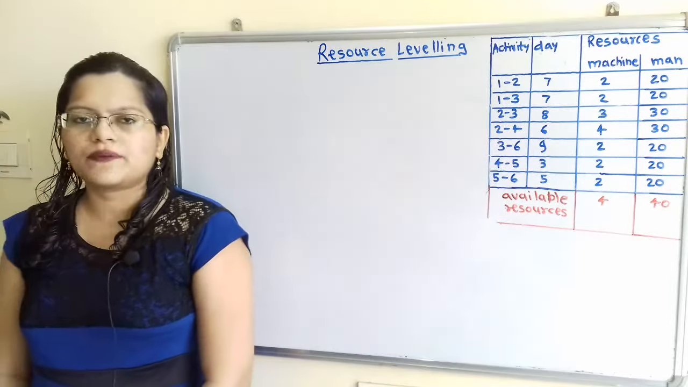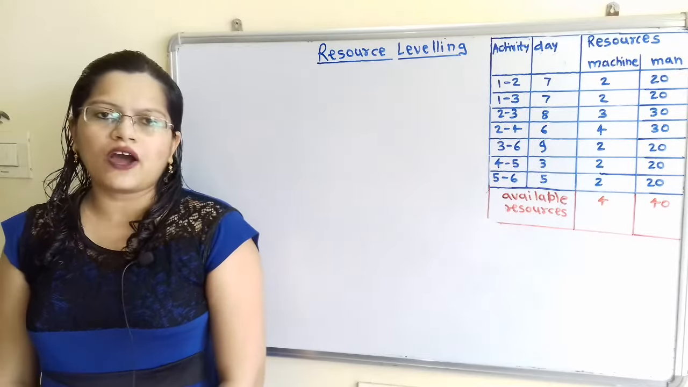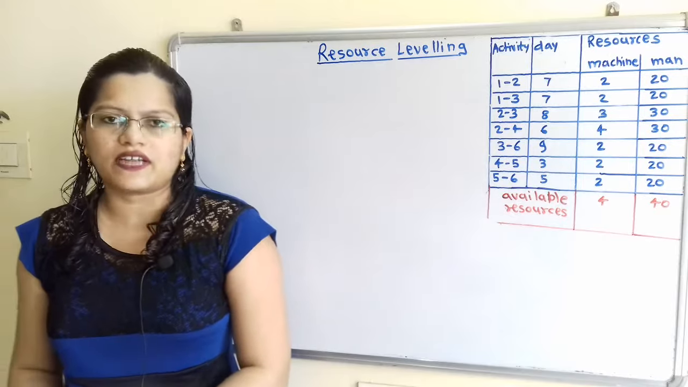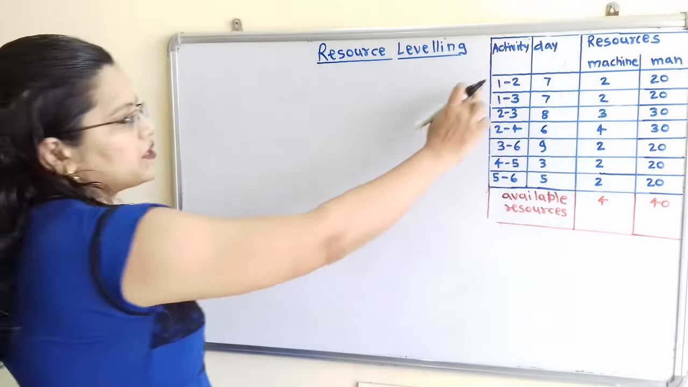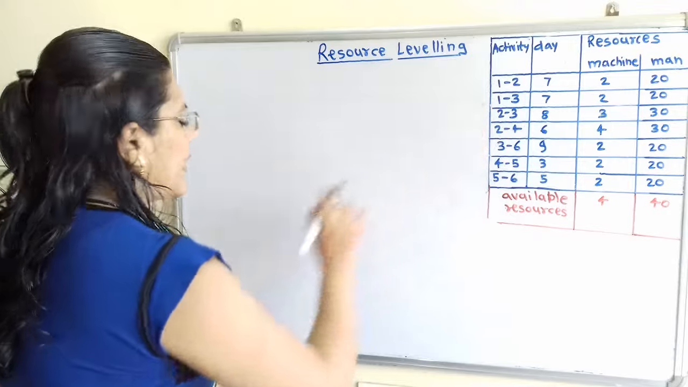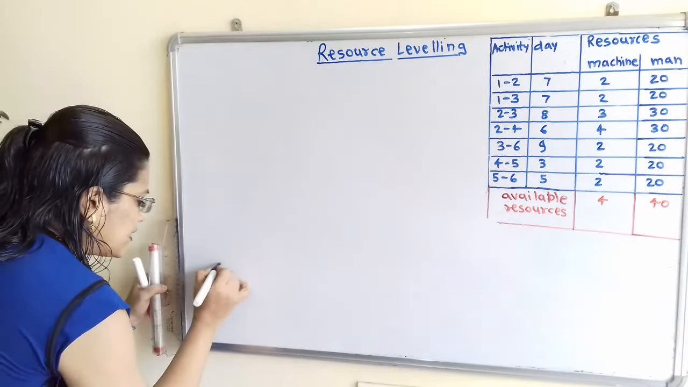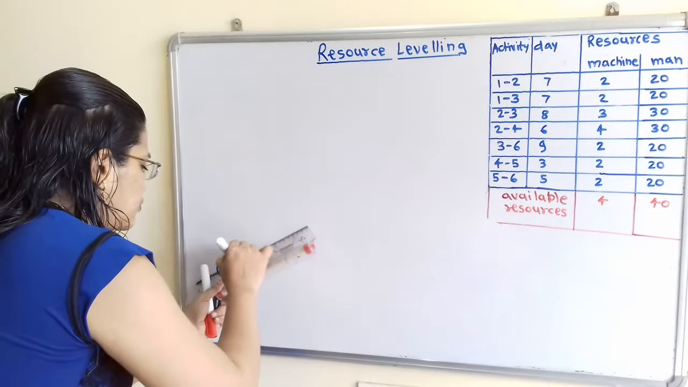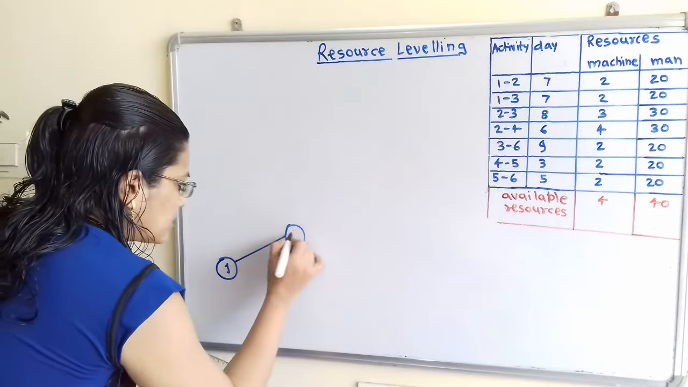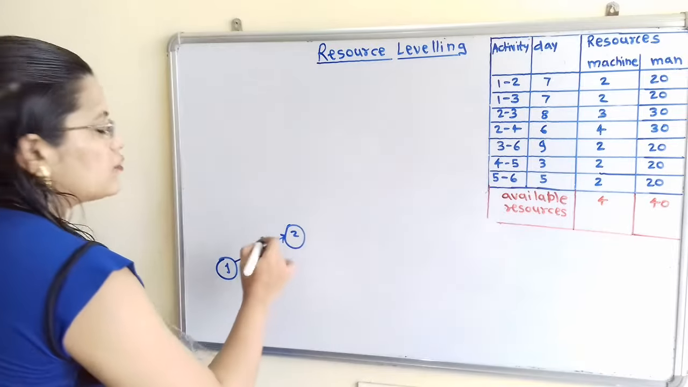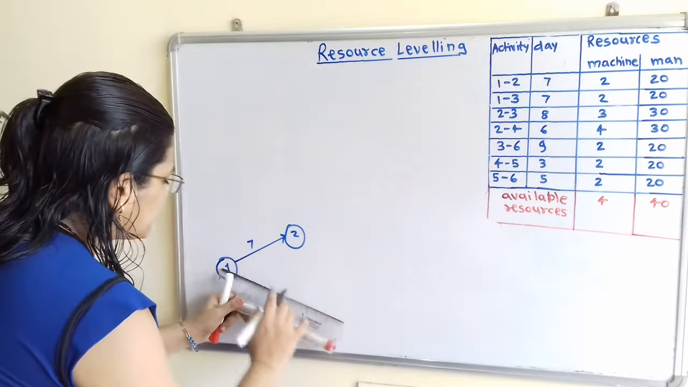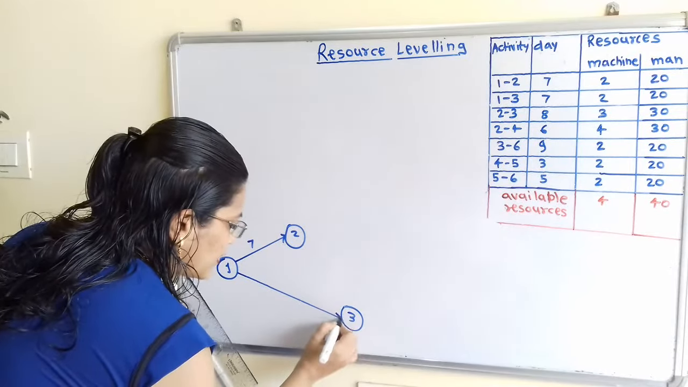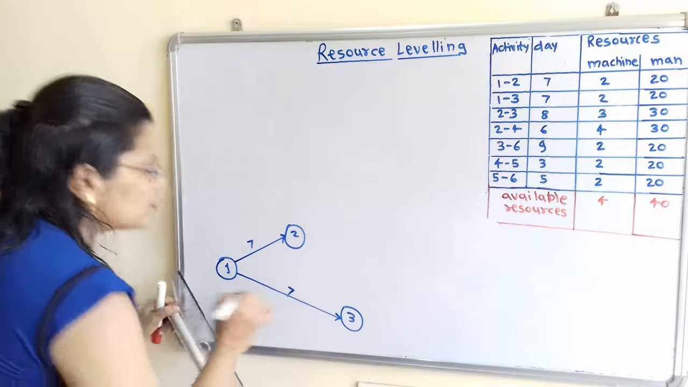Now what is the first step? The first step is to find out the critical path. So for that, we will first draw the network diagram. If we observe, from the starting node 1 there are 2 activities. So I will first take node 1 for the 2 activities, that is 1 to 2. What is the duration? 7 days. Next will be 1 to 3. The duration is equal to 7 days.